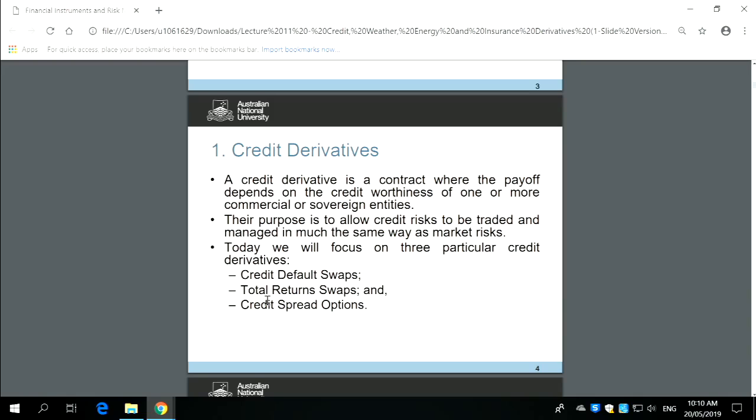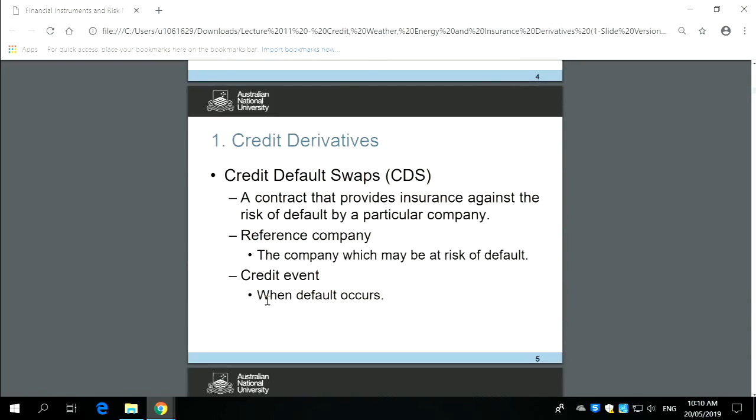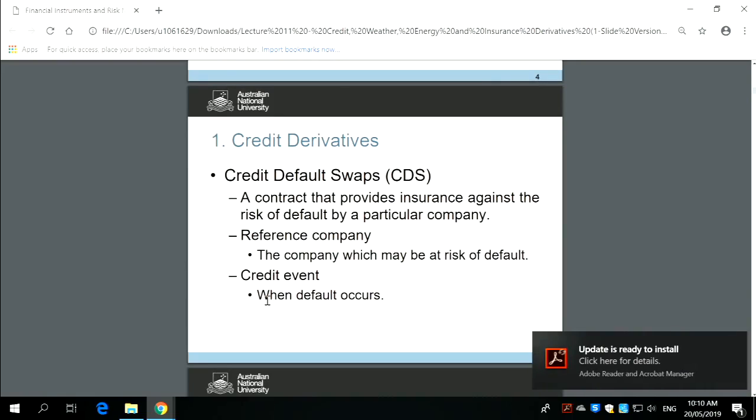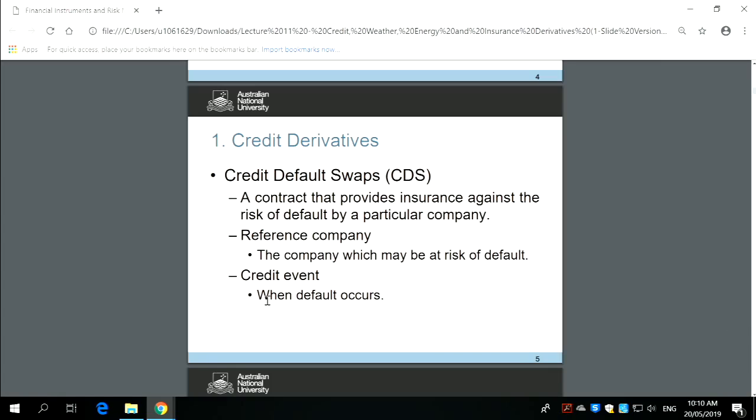So let's think about how a credit default swap works. For example, take a company like General Motors. General Motors is an automobile company that produces cars in the United States, right? General Motors has a very mature business, right?